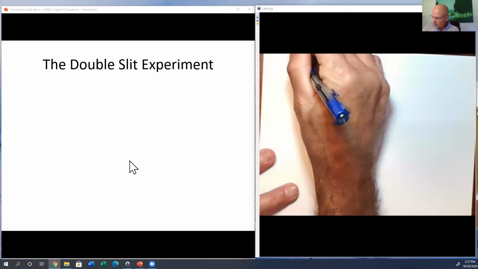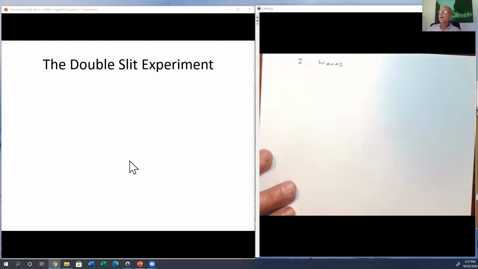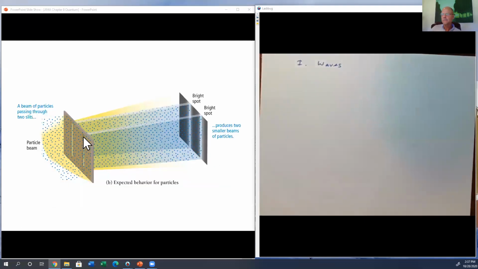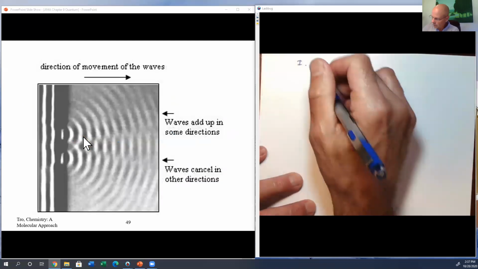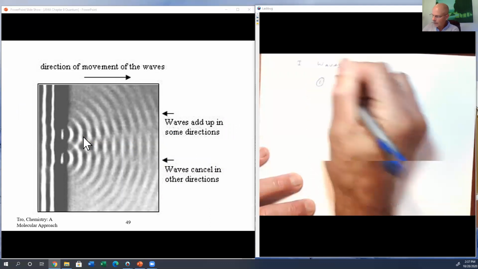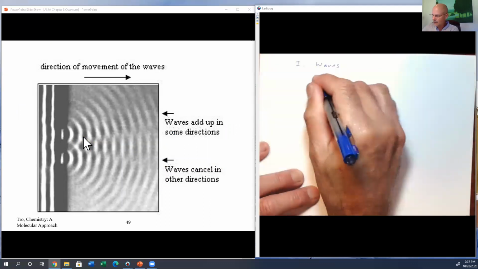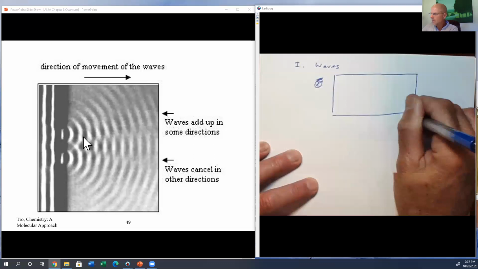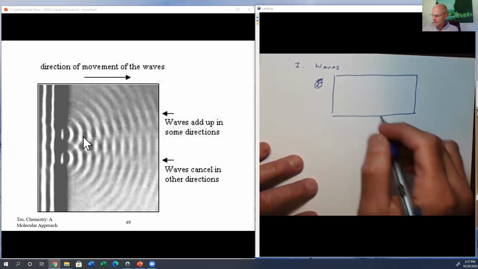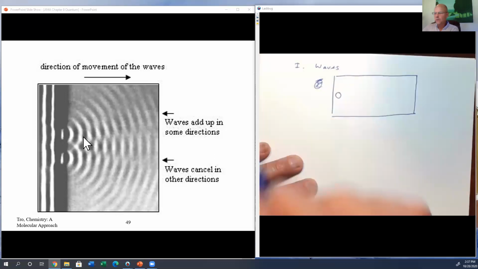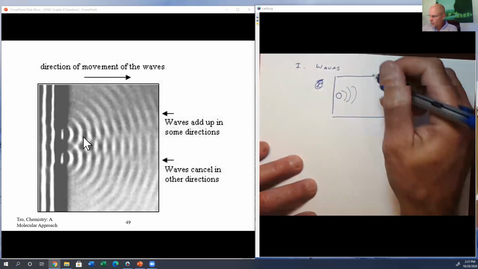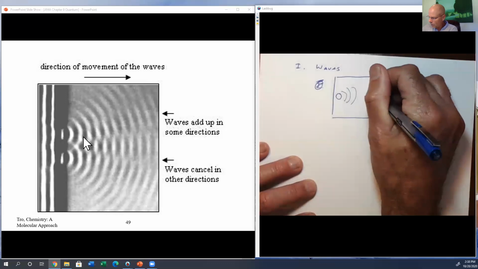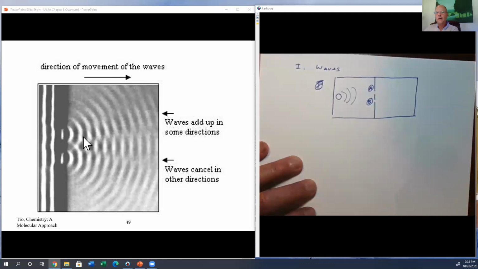So first is waves, all right? What happens if we send waves through two closely spaced slits? First of all, let me just draw this real quick so you can see what I'm talking about. So we have a tray like this. On one end of the tray, we have something bobbing up and down, creating waves. The tray has a solid divider in it, but the divider has two openings. We'll call this opening A and this opening B, okay?